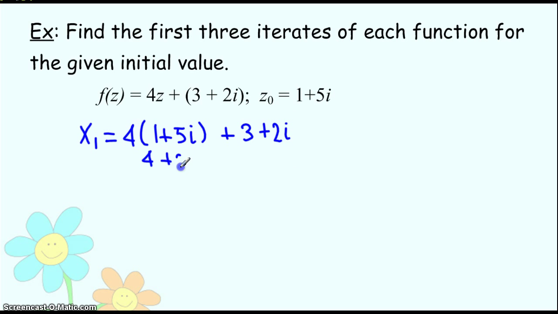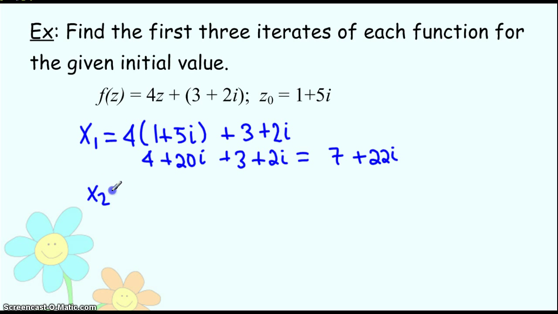So distribute: 4 plus 20i, plus 3 plus 2i. Add your like terms together. So here we get 7 plus 22i.